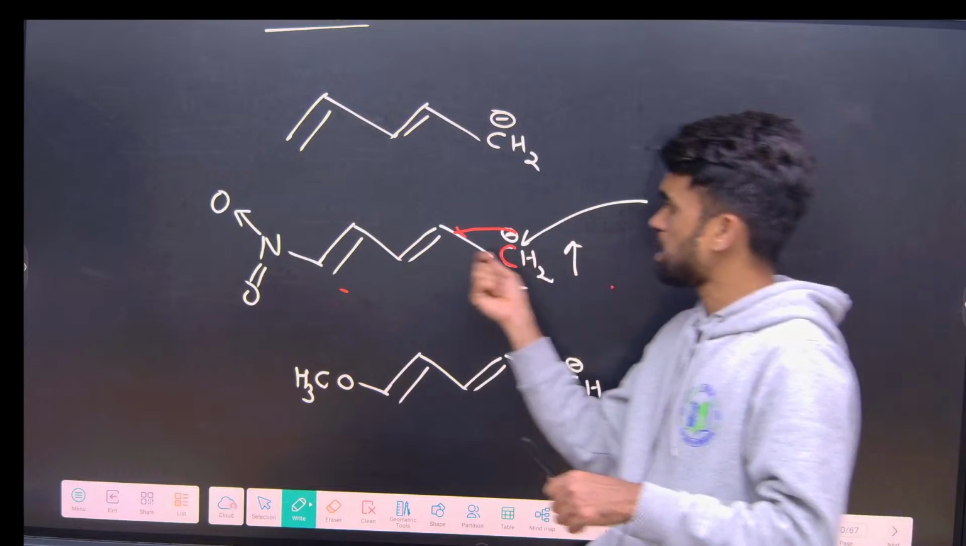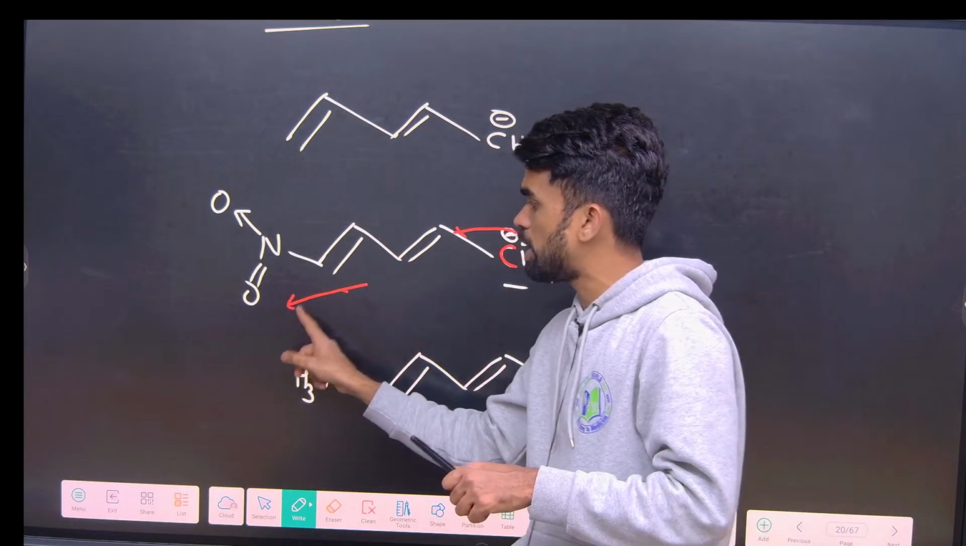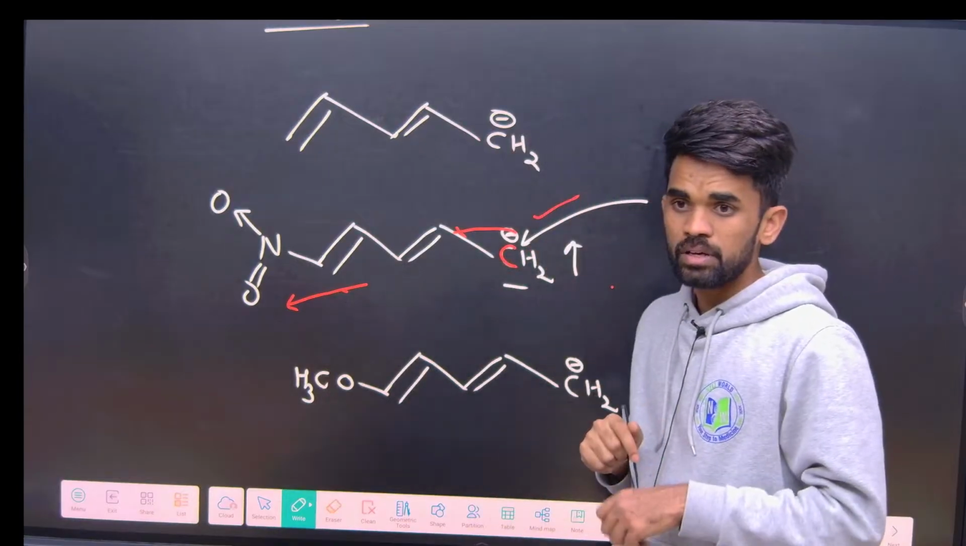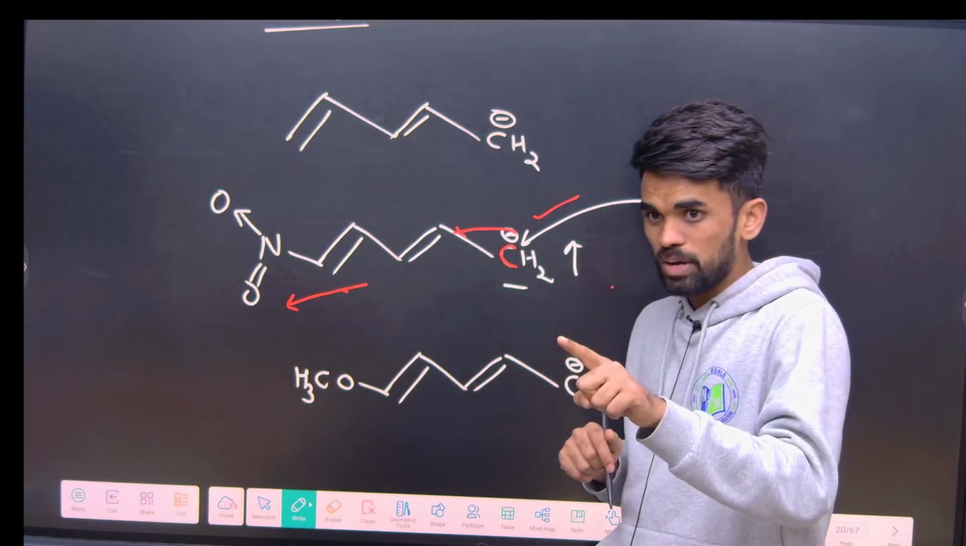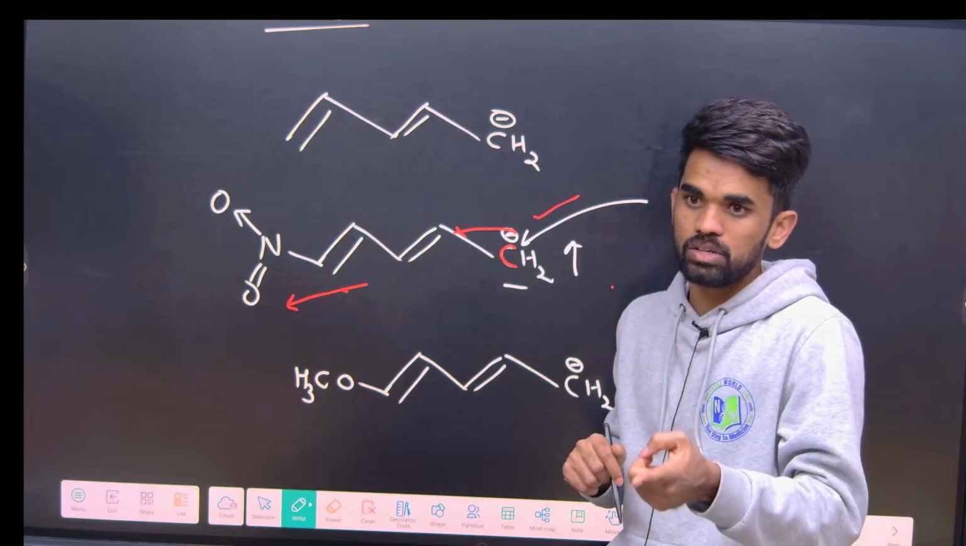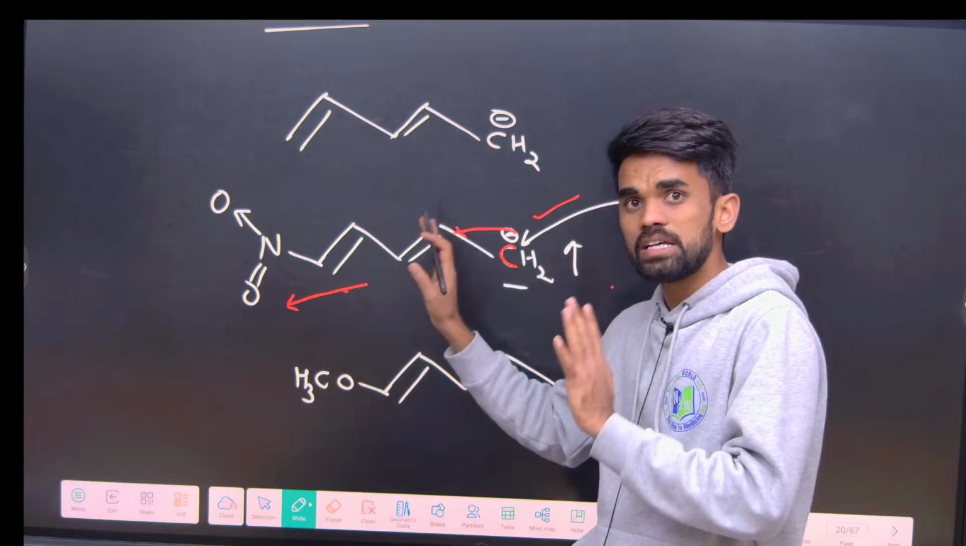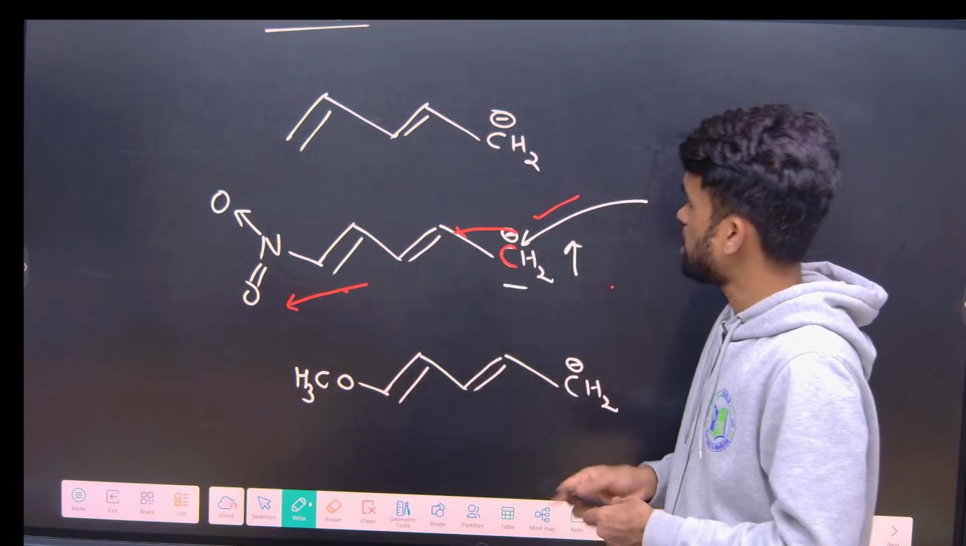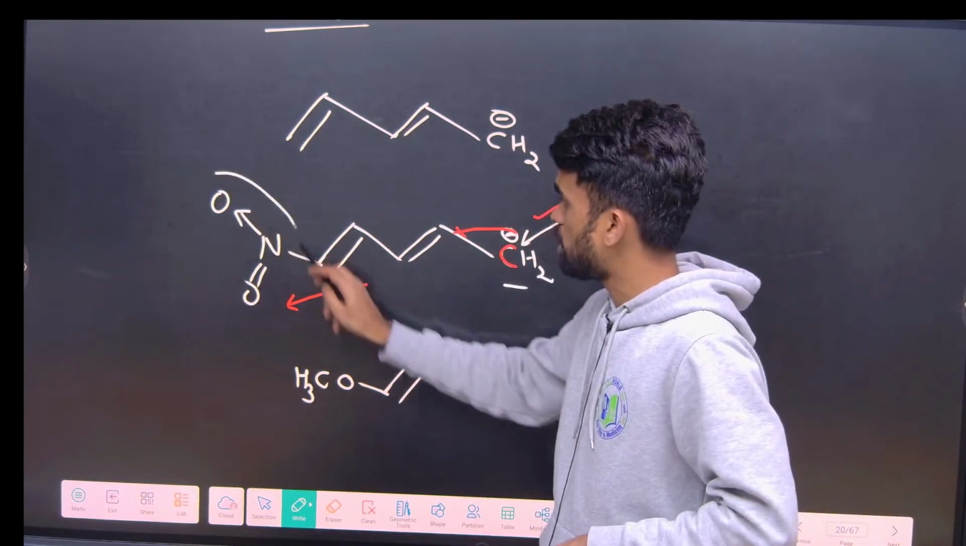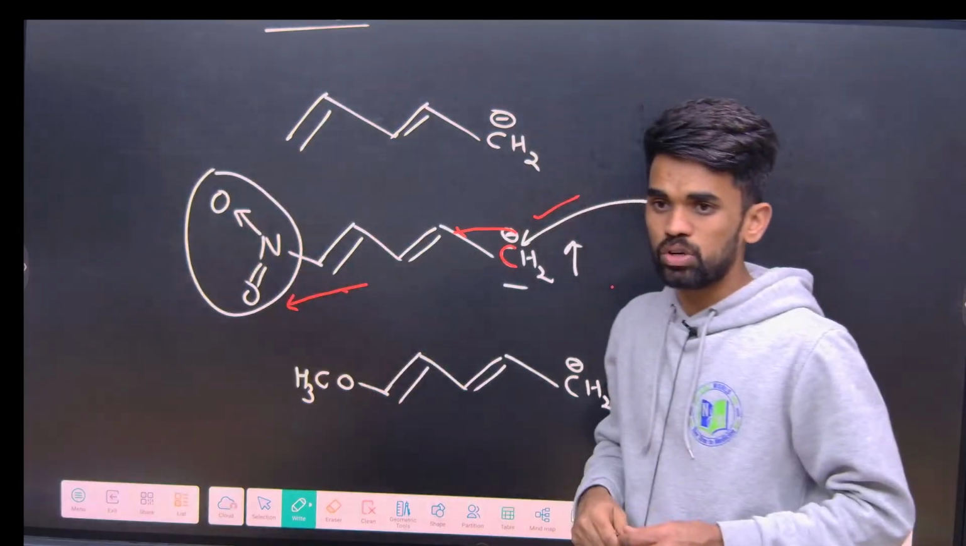So now dragging means an electron withdrawing group is required for stabilization of carbanions. For carbocations we require electron releasing groups. For carbanions we require electron withdrawing groups for their stabilization. Now tell me here what type of group we have here? Nitro group. What is the nature of the nitro group? Withdrawing.